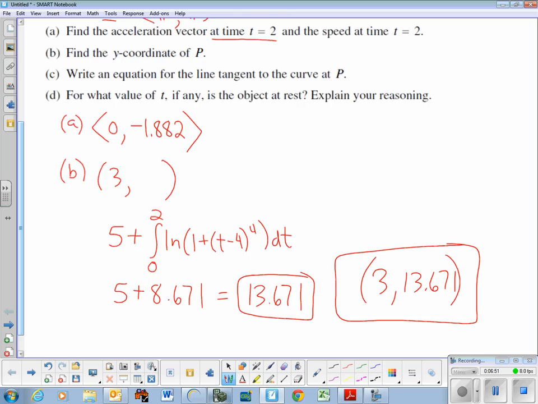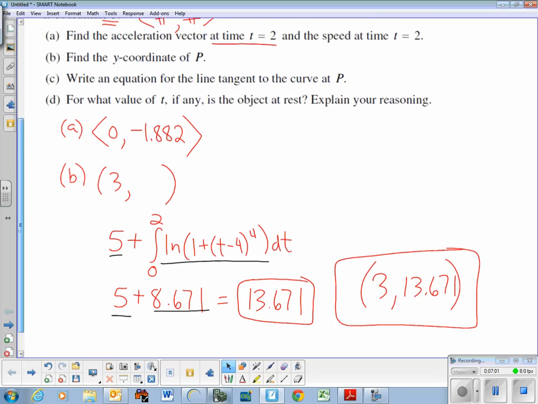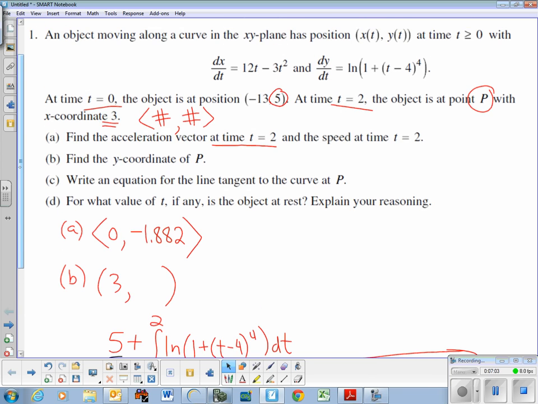That's point P. Where you end up is where you were, 5, plus how much you changed, the integral of the derivative. In this case, the derivative is the velocity. Very common. Get used to that.